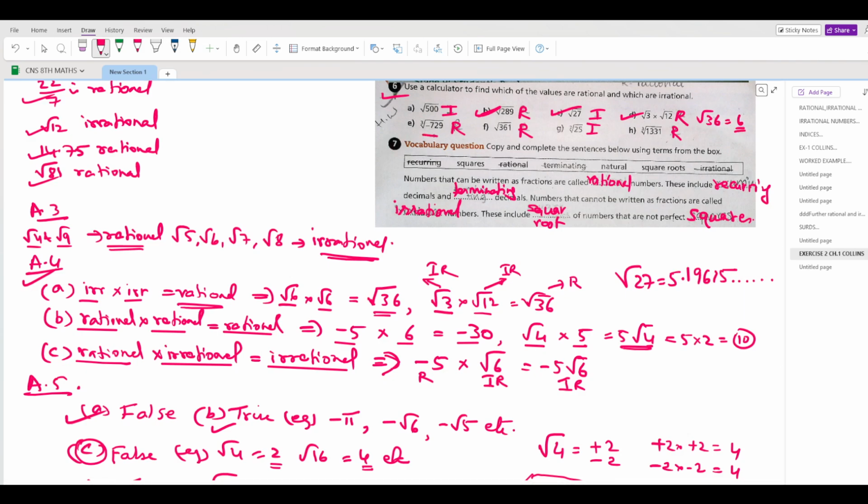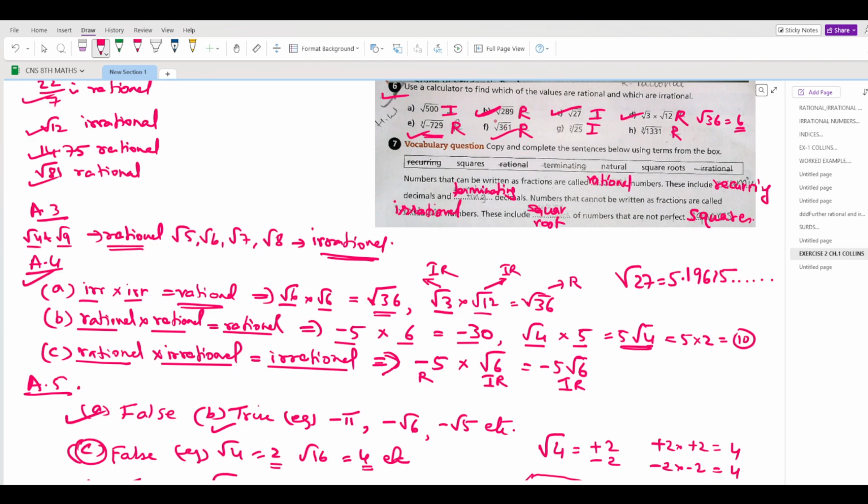Next is cube root of 729. Now cube root of 729 I am getting as 9 on the calculator. So it is a rational number. Then this is square root of 361. Square root of 361 is also a rational number, because 361 is a perfect square.